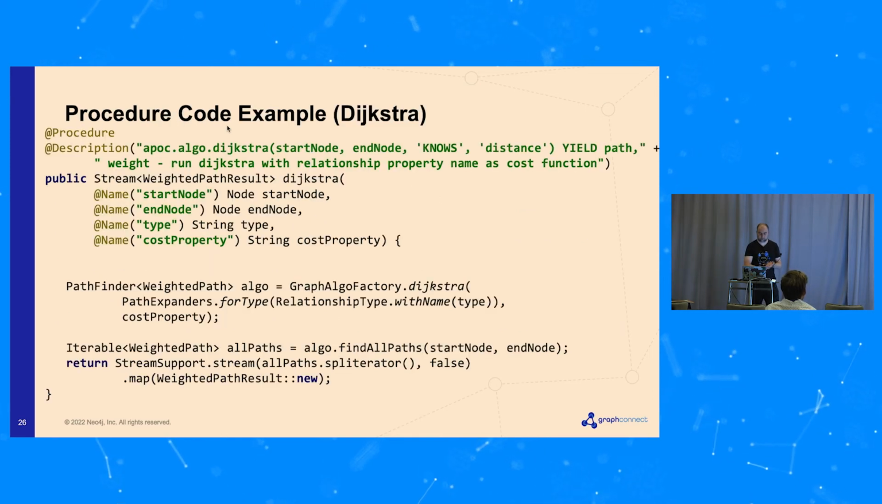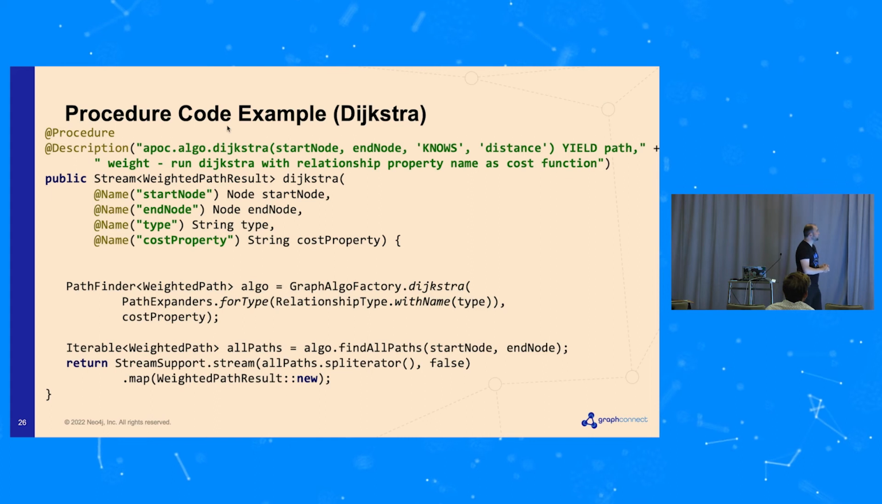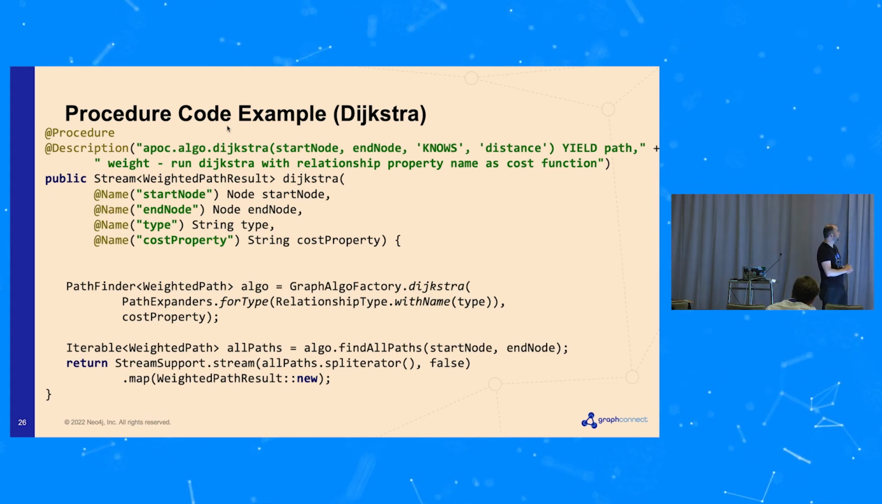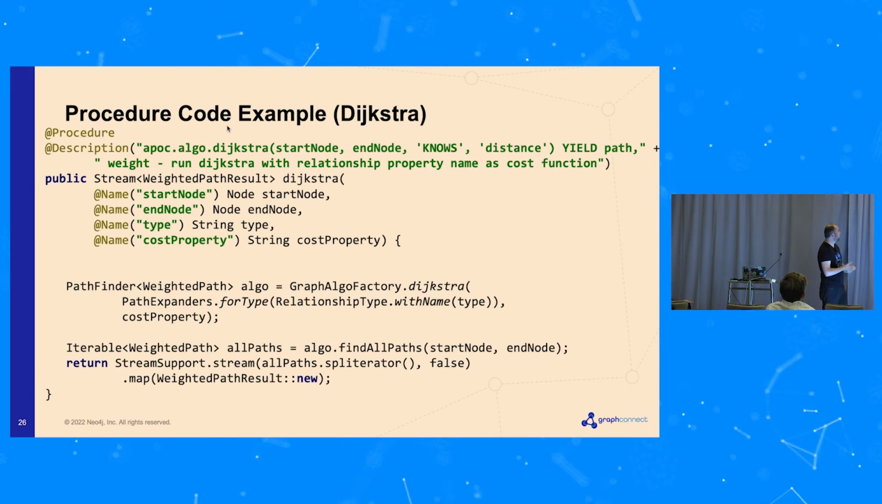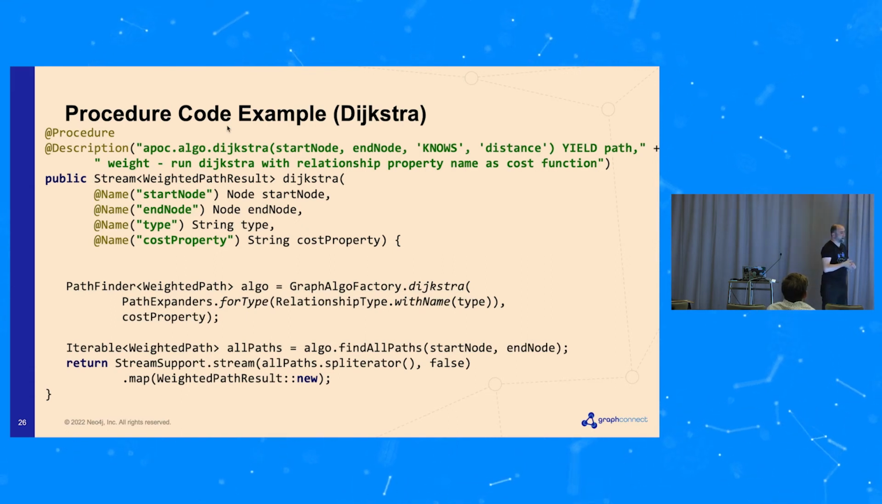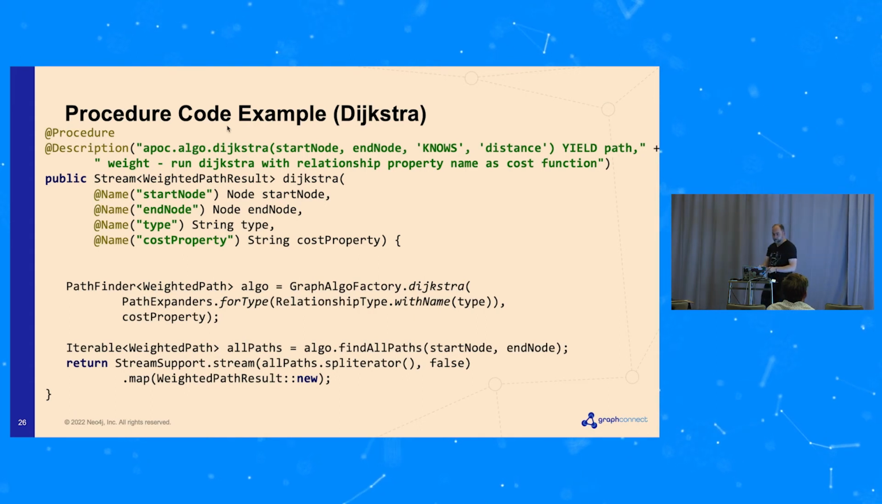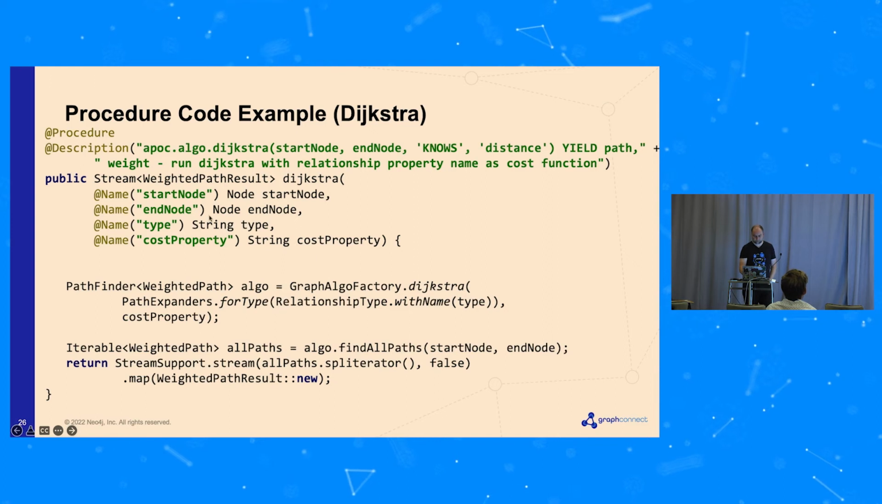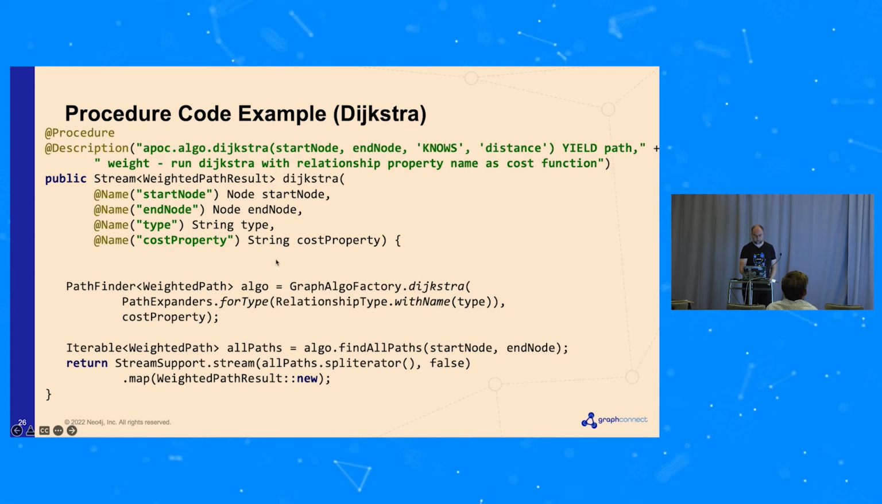And here's an example for this. So we have a procedure that exposes the internal Dijkstra implementation of Neo4j. Again, add the Procedure annotation on my method. The difference is that it doesn't return a single result, but a stream of results. The stream is a Java util stream. It takes a bunch of parameters again.